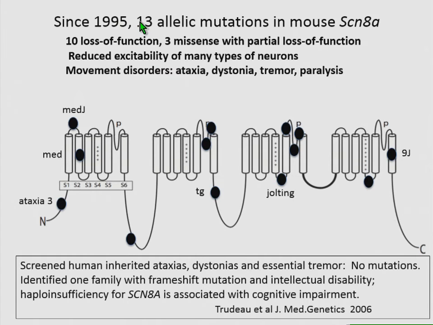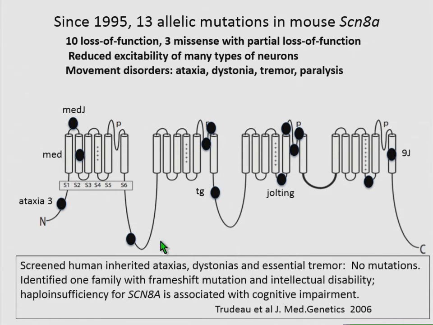So since 1995, there have been 13 spontaneous allelic mutations in SCN8A in the mouse. Their locations are shown here. And they've been picked up because they cause very obvious movement disorders: ataxia, dystonia, tremor, paralysis. And it's been shown by people studying these mutants that many types of neurons are hypoactive. And this channel is really critical for initiating action potentials. Among these 13, 10 are complete loss of function, and 3 are partial loss of function.